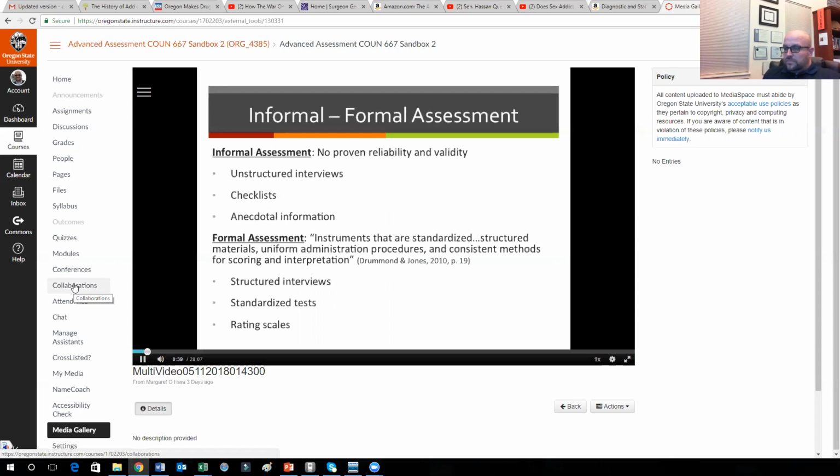Drummond and Jones differentiate informal from formal assessment. In informal assessment, there's no proven reliability and validity. It consists of unstructured interviews, clinician-created checklists, and anecdotal information. In formal assessment, instruments are standardized. That is, there are structured materials, uniform administration procedures, and consistent methods for scoring and interpretation. These include structured interviews, standardized tests and inventories, and rating scales.